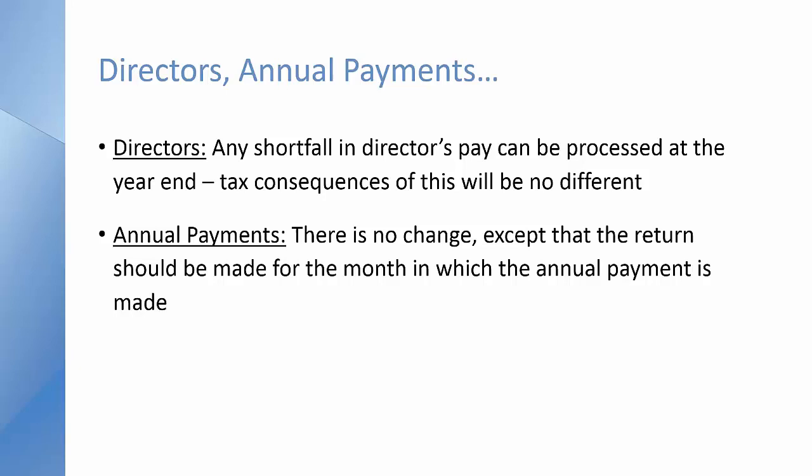So just looking at some of the other items that I felt were of note in relation to the new system. First of all, directors. As is the case at present, any shortfall in directors' pay, say by virtue of a debit director's loan balance, can be processed at the year end in month 12. The tax consequences of this will be no different to heretofore. Annual payments. There is no change here except insofar as the return shall be made for the month in which the annual payment is made. Heretofore it would probably just have been included on a P35.